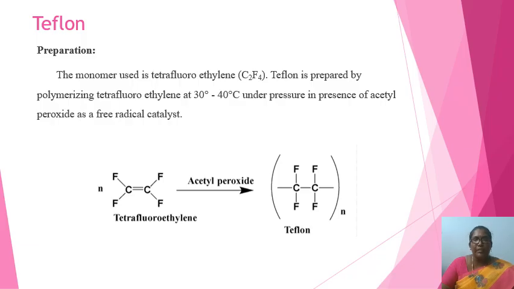Teflon is also a commercial polymer. The monomer present in Teflon is tetrafluoroethylene. Teflon is prepared by polymerizing tetrafluoroethylene at 30 to 40 degrees Celsius under pressure in the presence of acetyl peroxide as a free radical catalyst. Here I gave you the monomer of tetrafluoroethylene. In the presence of acetyl peroxide, it polymerizes to give Teflon, which is a polymer.